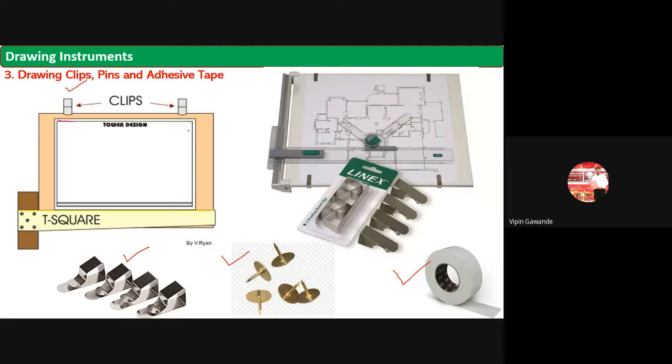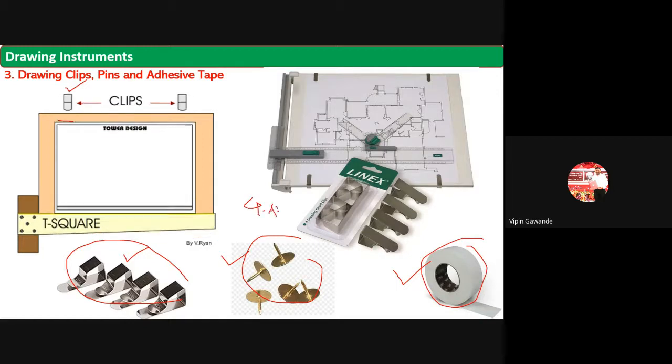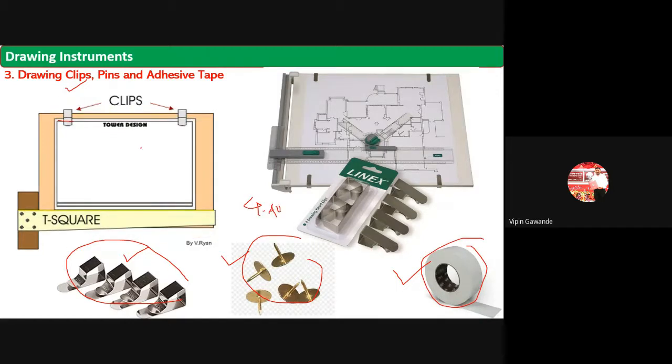Okay, so the MCQ question will be: identify the instruments used for fixing the drawing sheet on the drawing board. The options will be given: the clips, then pins, and then adhesive tapes. And the fourth option is what? All of the above. So all these three things are used for fixing the drawing sheet on the drawing board. So that is your question. Okay, so you have to select the correct answer.